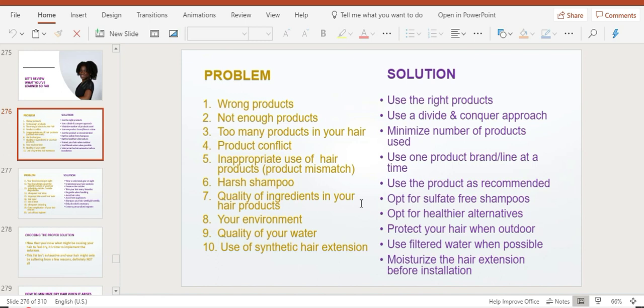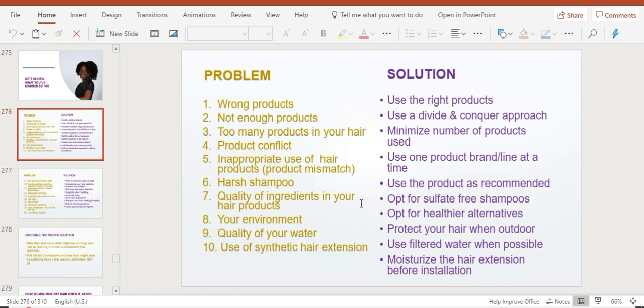The next reason we went over was product conflict. It's very similar to the third reason. So I propose using one brand, or products from the same line, at a time. That way you can use them together and see how effective that brand or product line is.